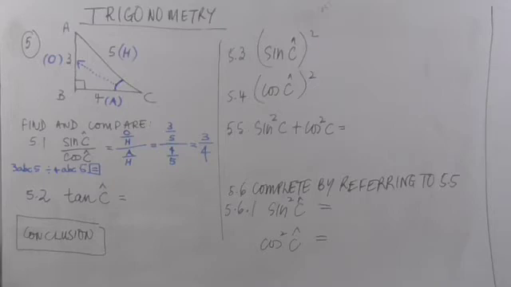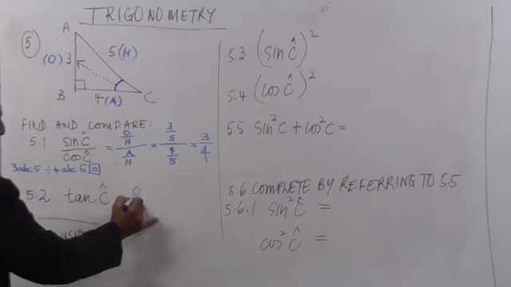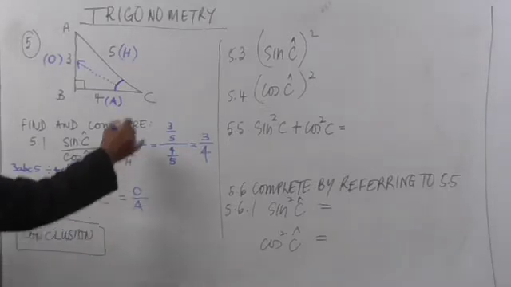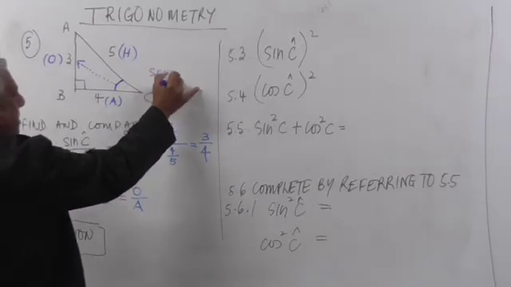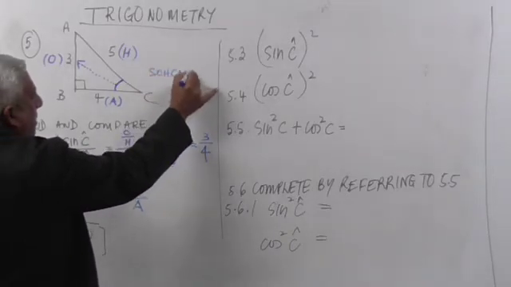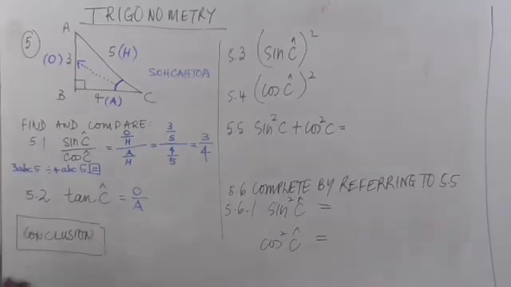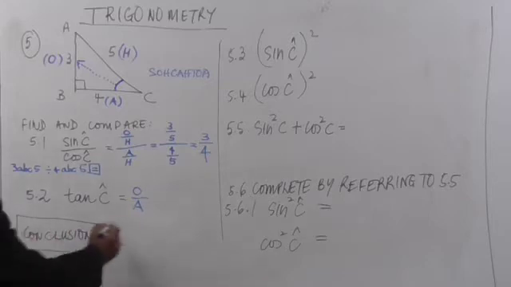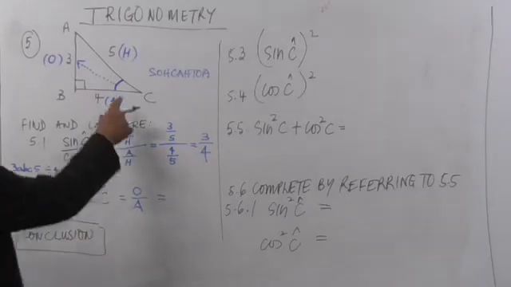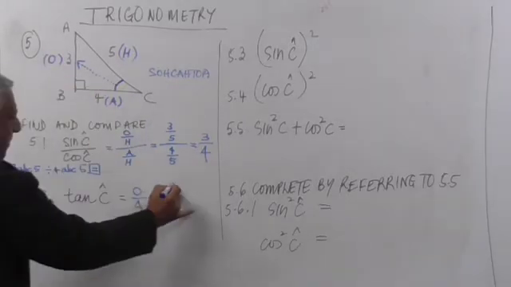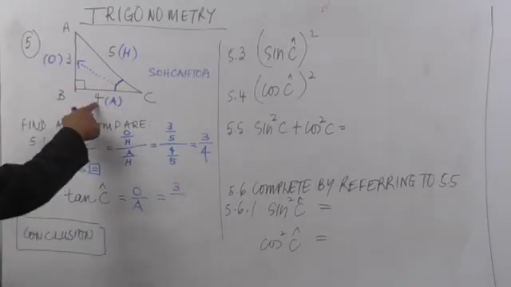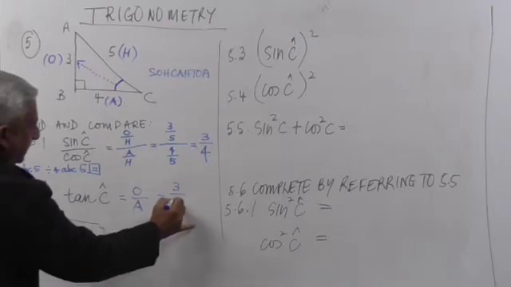Right. Now you are finding tan of C. Tan of C will be opposite over adjacent. Remember, when you were doing this, you should have started with SOH CAH TOA so that you don't make a mistake. Tan of C is equal to opposite over adjacent. Opposite of C is 3. Adjacent of C is 4.